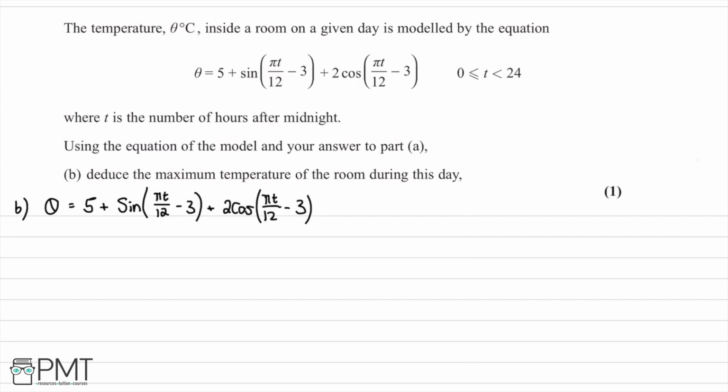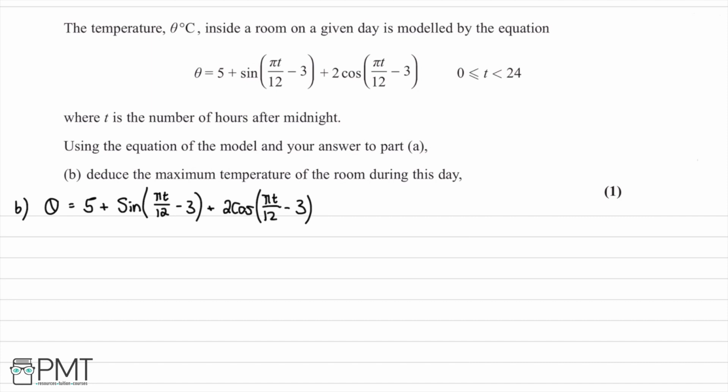So then in part B of this question, we're told that the temperature, which is measured in theta degrees Celsius inside a room on a given day, is modeled by the following equation here. So we have a constant 5, and then we add on sine of pi t over 12 minus 3, and add on 2 cos of pi t over 12 minus 3, where t is the number of hours after midnight. So we're asked to use the equation of the model and our answer to part A to deduce the maximum temperature of the room during this day.